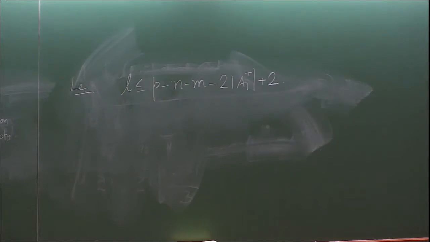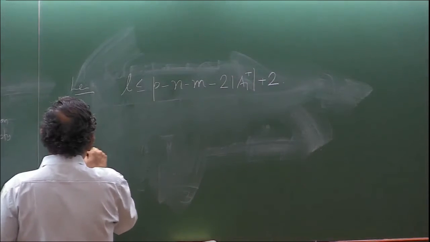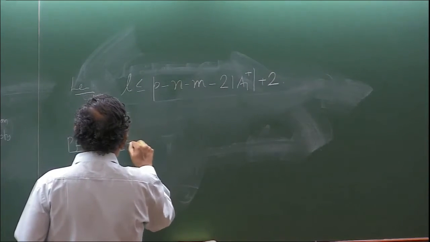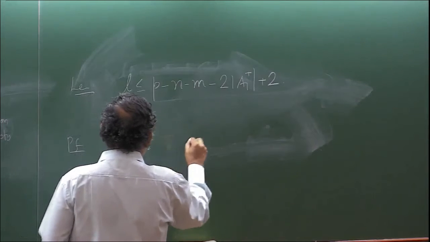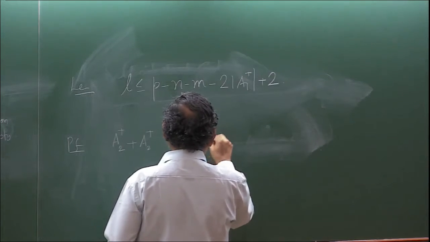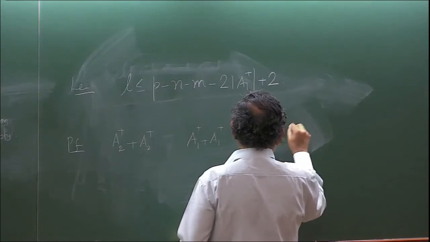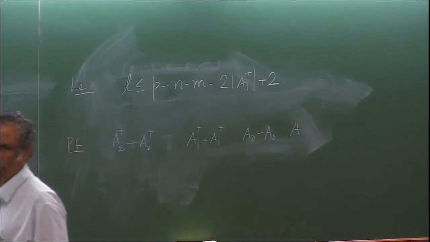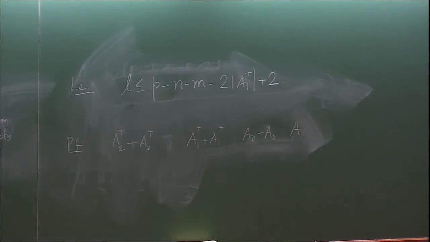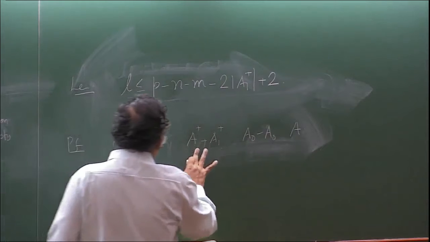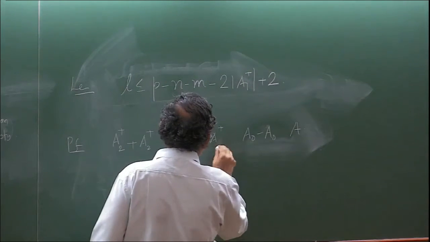And okay, therefore let's prove how to prove that. Now look at the following sets, A2 plus plus A2 plus, and then A1 plus plus A1 plus, and then A0 minus A0, and then A. These are the things which I am looking to get. No, sorry. That's what I thought. A2 I should get, A2 minus plus A2 minus.